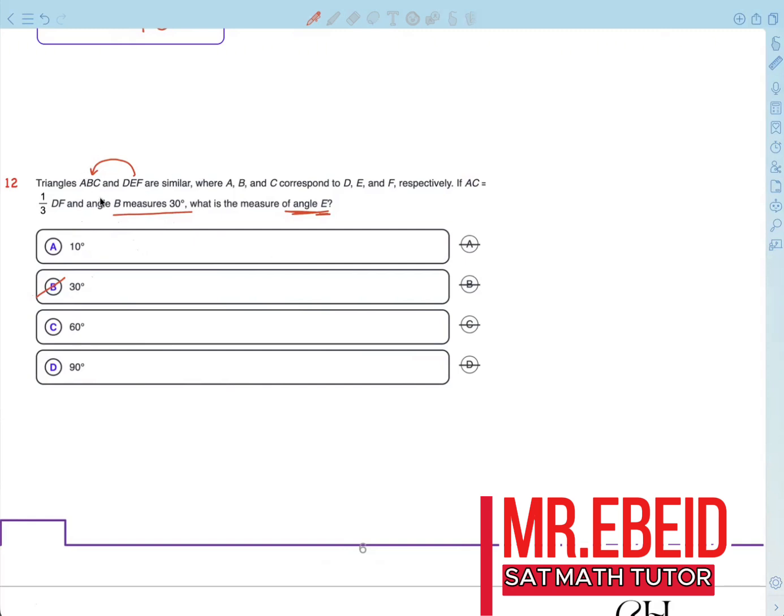The corresponding sides are proportional. It means what? It means AB over DE equals BC over EF equals AC over DF. This is the meaning of proportion. Let's move to the next question, question 13.